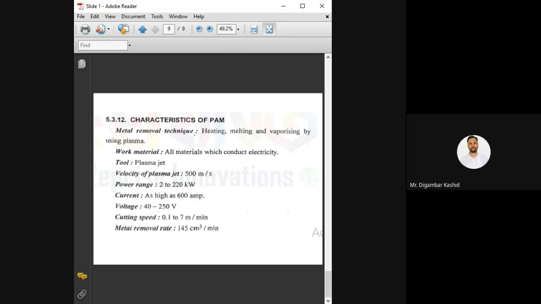So here I am taking just a revision, you can call it. So this is our plasma arc machining.